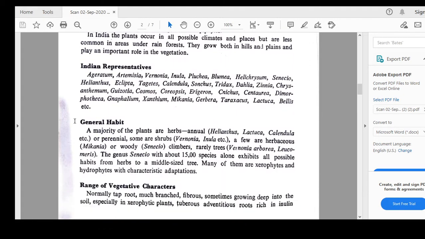Indian representatives. Ageratum, Artemisia, this is a medicinal plant. Vernonia, Inula, Blumea, Helianthus, Eclipta, Tagetes, Calendula, Sonchus, Tridax, Zinnia, Launaea, Xanthium, Parthenium, Gerbera, Lactuca, etc., and many more.